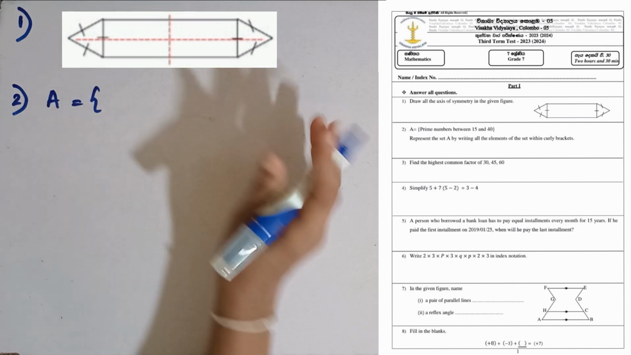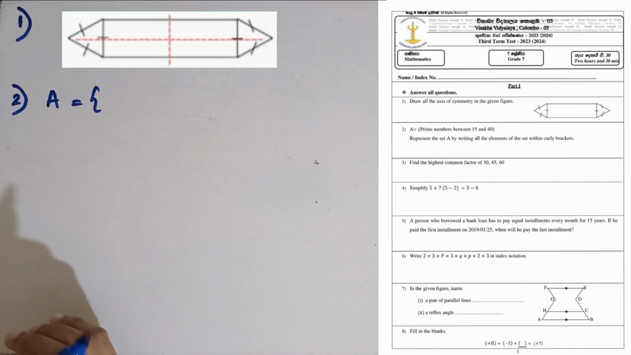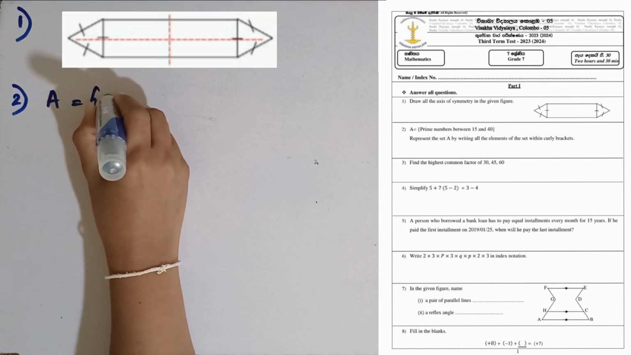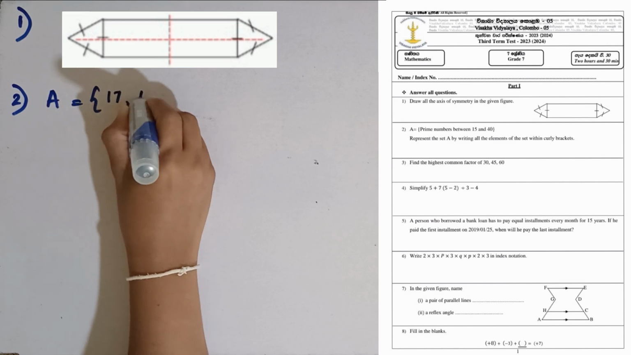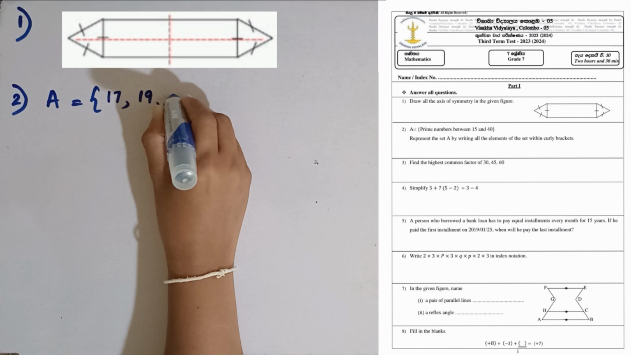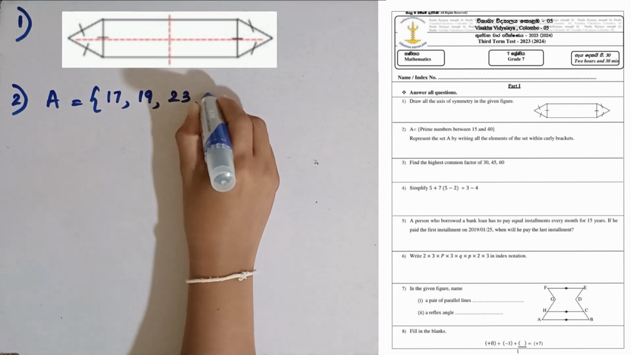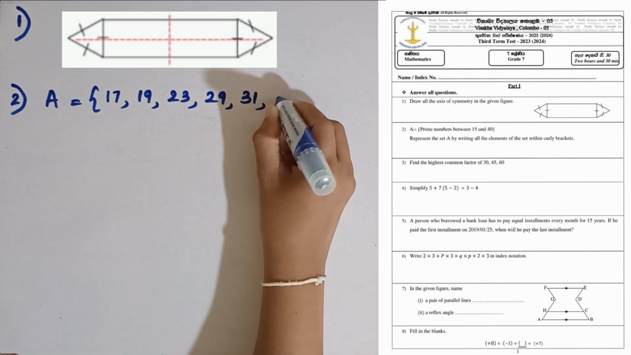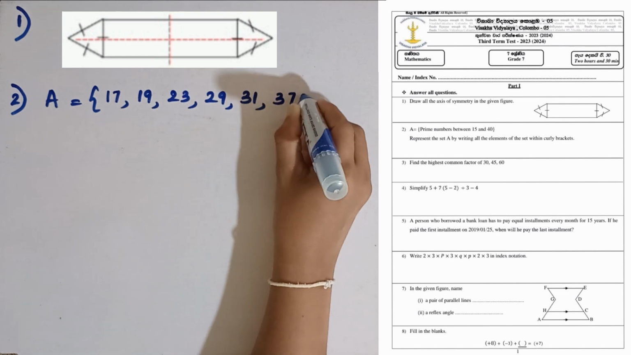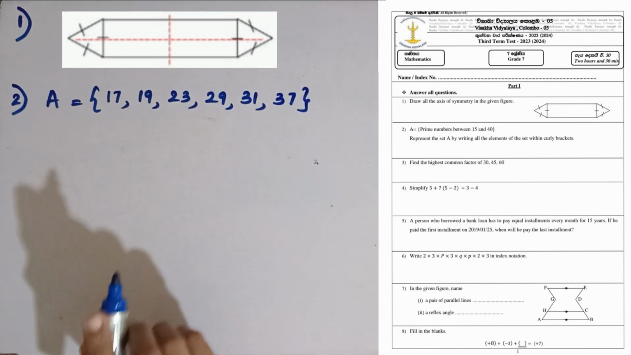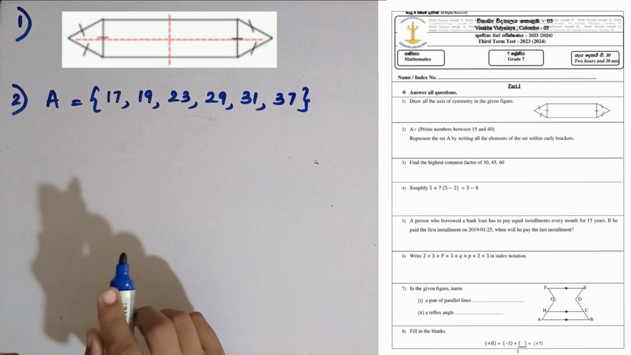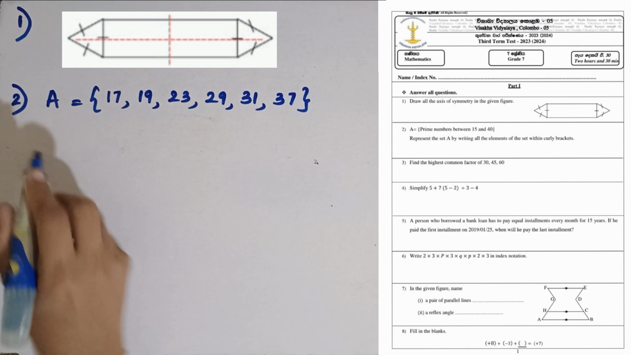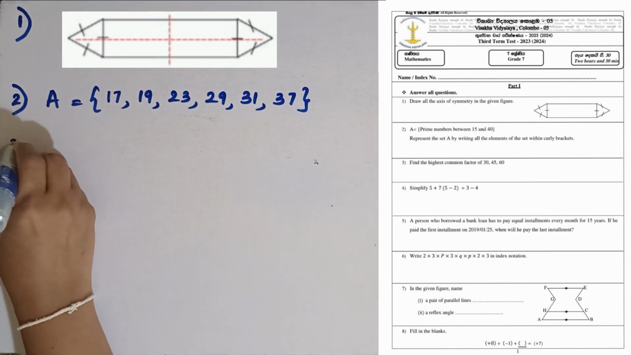Prime numbers means the numbers with only two distinct factors. So the first one is 17, then 19, 23, 29, then 31 and 37. These are the only prime numbers between 15 and 40. These are all the prime numbers. So question number 3.